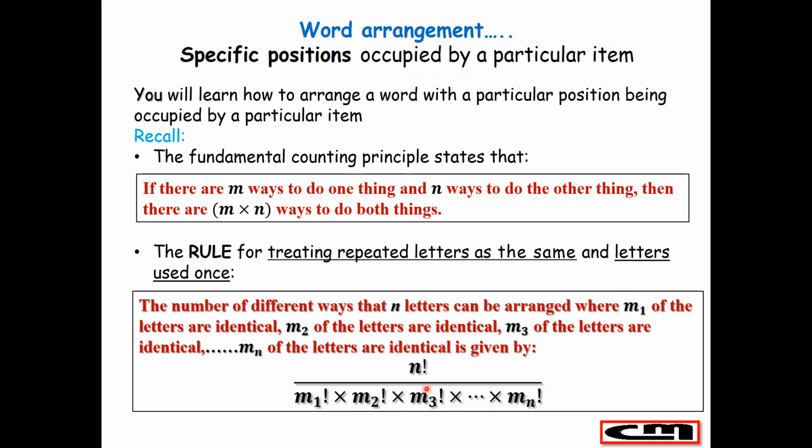But let us recall that n factorial is the arrangement of n different letters. When you look at the denominator, m1 factorial is the arrangement of m1 repeating letters. But as we arrange them, we treat them as different. This is why if we have m1 repeating letters, then arranging them is simply m1 factorial. This is what we have underneath.